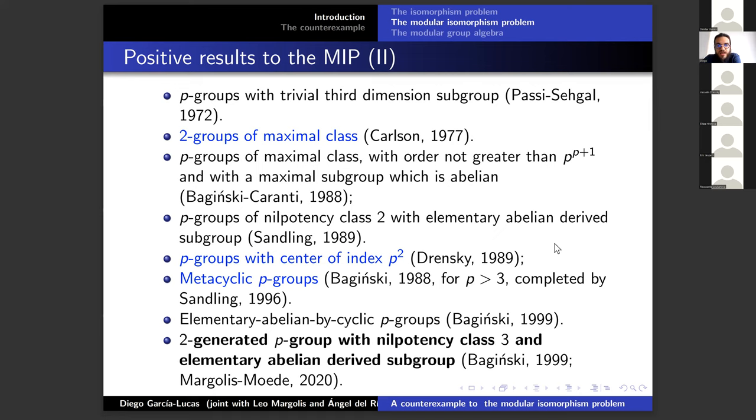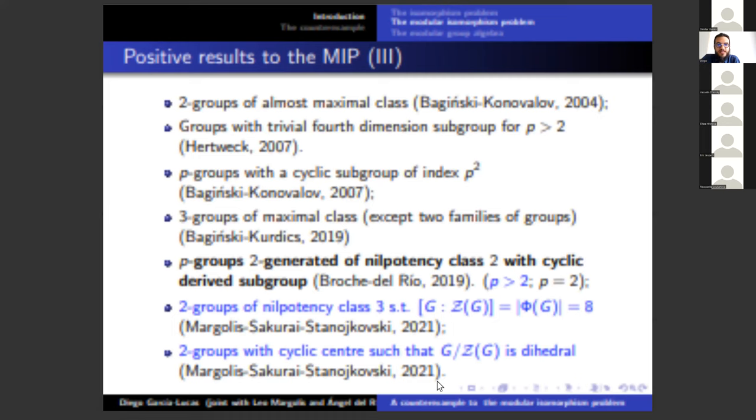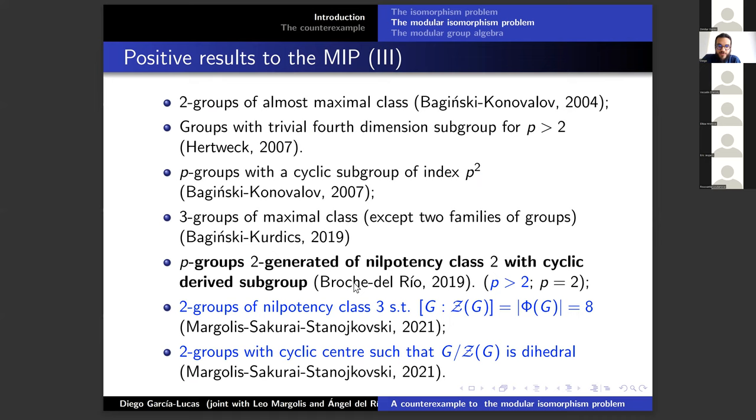Another thing that is clear is that most of the results are about the field with P elements, except for a few exceptions, such as these of two groups of maximum class, metacyclic P groups, or P groups with center of index P squared. And I'd like to highlight the result of Baginski that states that the modular isomorphism problem has a positive answer for two generated P groups with nilpotency class 3 and elementary abelian derived subgroup. Also, I want to highlight the result of Roche and Del Rio that states that this problem has a positive answer for two generated groups with nilpotency class 2 and cyclic derived subgroup.